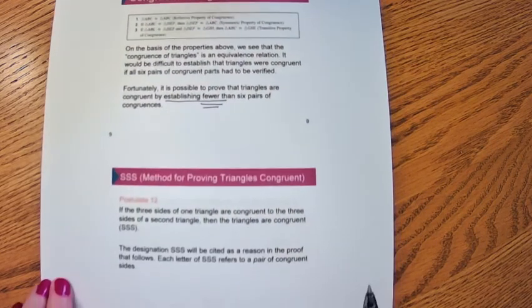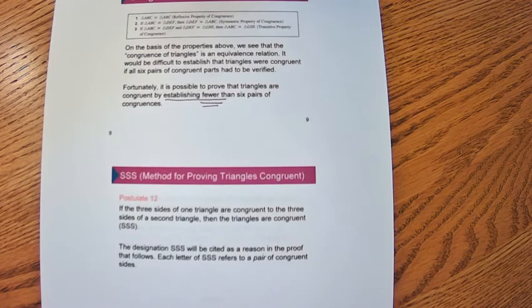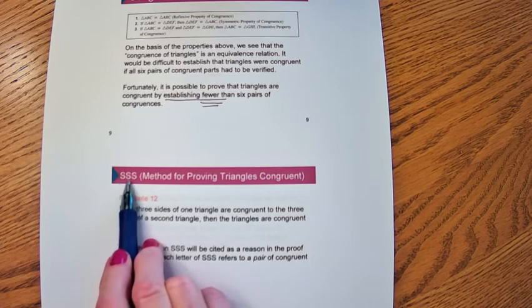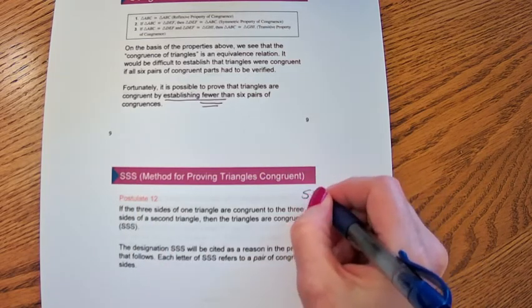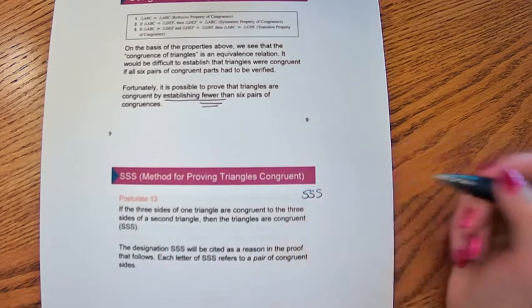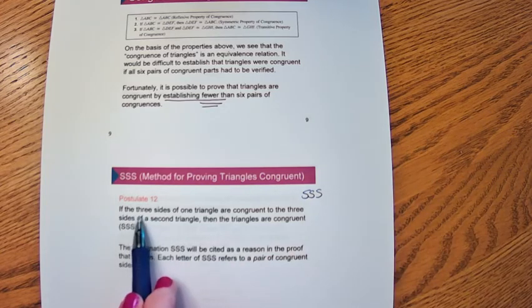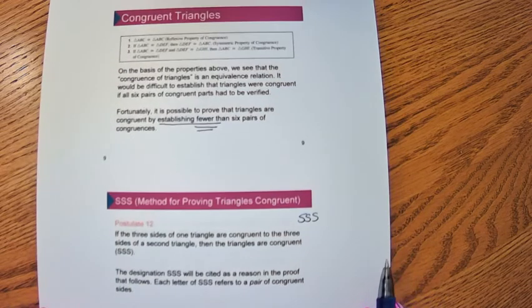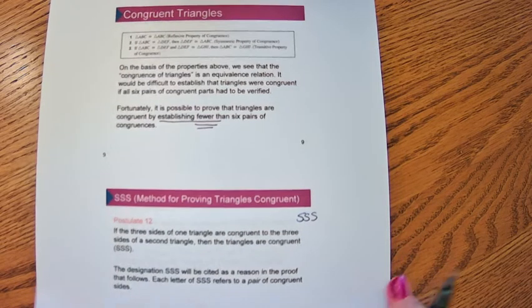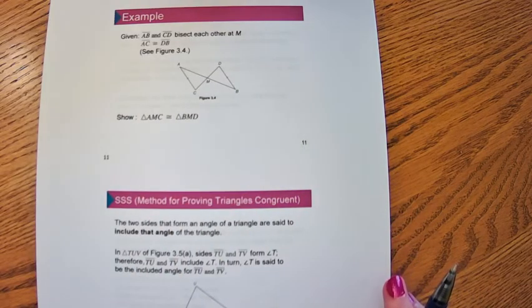So how can we prove that two triangles are congruent without proving all 6 parts? Well, the first is called side, side, side, and we're going to call that SSS. But we don't say SSS, we say side, side, side. If the 3 sides of one triangle are congruent with the 3 sides of the other triangle, then the triangles must be congruent. If all 3 sides are the same length, then the triangles must be congruent.